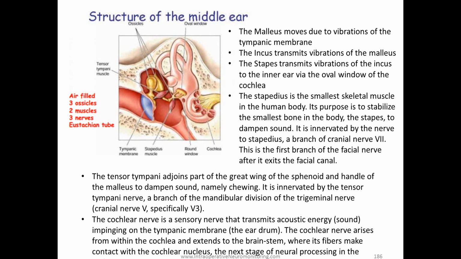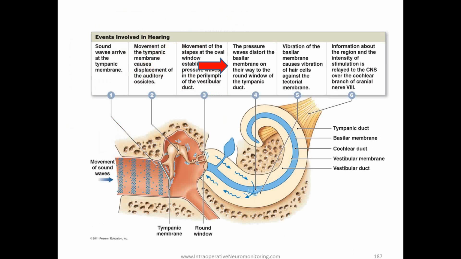The cochlear nerve is a sensory nerve that transmits acoustic energy, or sound impinging on the tympanic membrane or the eardrum. The cochlear nerve arises from within the cochlea and extends to the brainstem, where its fibers make contact with the cochlear nucleus, the next stage of the neural processing in the auditory system. So here we are on the next stage. The pressure waves distort the basilar membrane on their way to the round window. And it's this mechanical distortion that we're going to see causes a depolarization, which leads to an electrical signal.